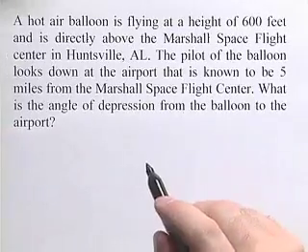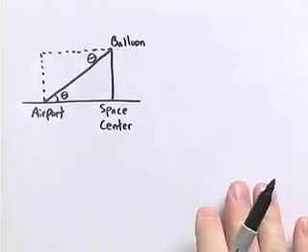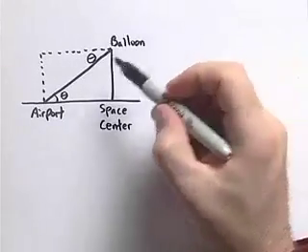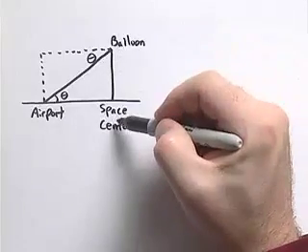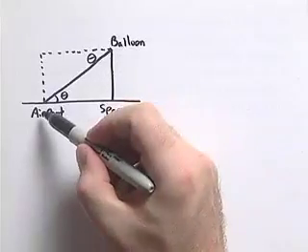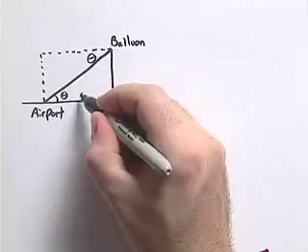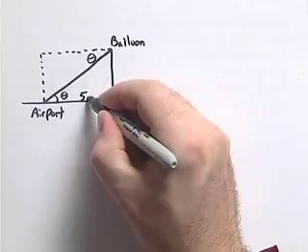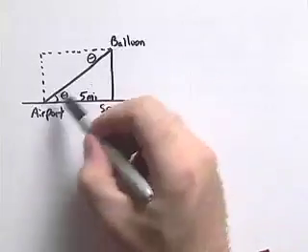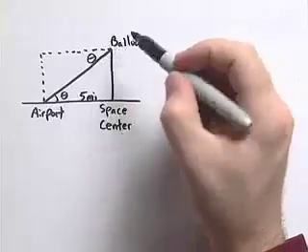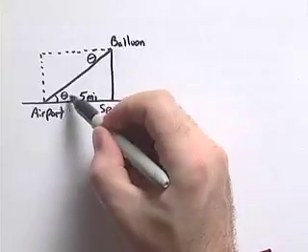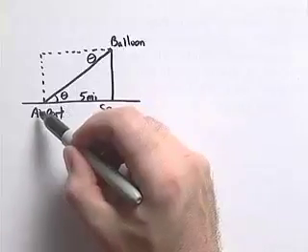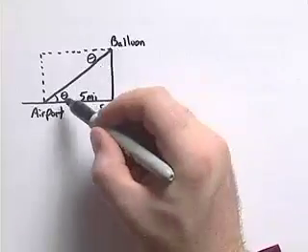For this problem, we're going to need a diagram. In our diagram, we're going to form a right triangle. We're going to have the balloon above the Space Center. We're going to have the airport that's a distance of 5 miles from the Space Center. The angle of depression is theta. And from geometry, we know that this is also equal to the angle of elevation if we were at the airport looking up to the balloon.